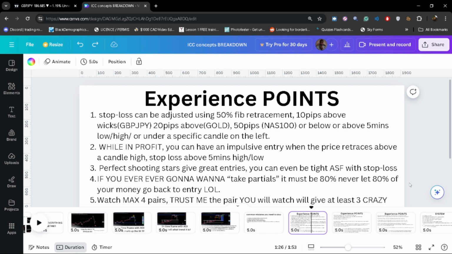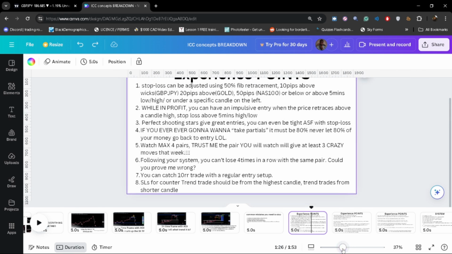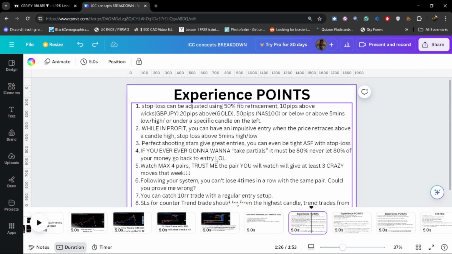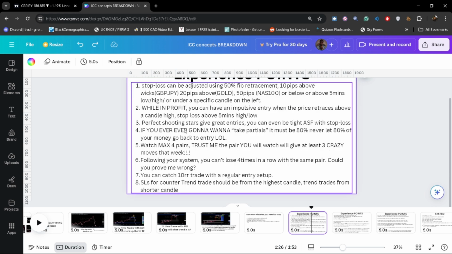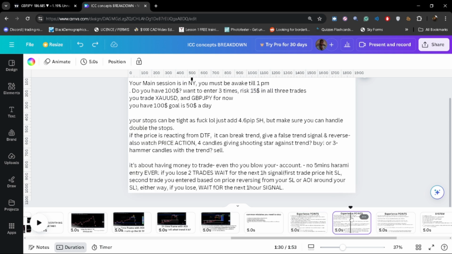But yeah, guys, this is basically how to trade the ICC concepts and master it. And also, this is going to be like an experience point, so basically what I have learned over the last 3 years. I do have some gems. For example, if you ever want to take partials, it must be 80% of the partials. I never let 80% of the partials go back to entry, right? So that's another mistake I've made: whenever I want to take partials, I'll take 20% partial and then let the 80% run, which is greed. Instead, I should do the opposite and take 80% partials and then let the 20% run, right? And then guys, you could literally catch a 10-hour setup. I will explain in a different video, but these are literally my experience points.